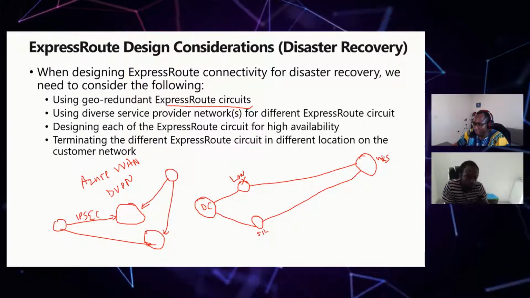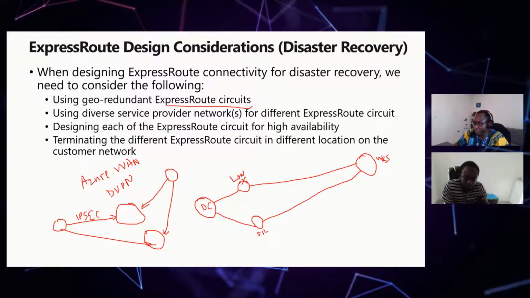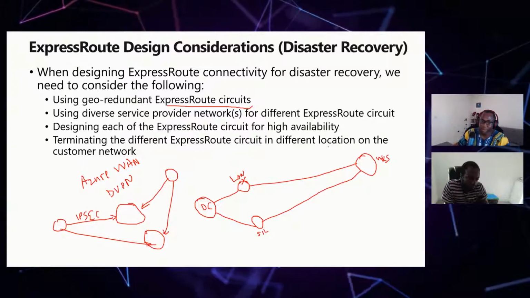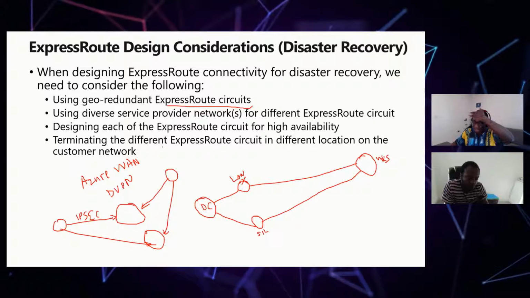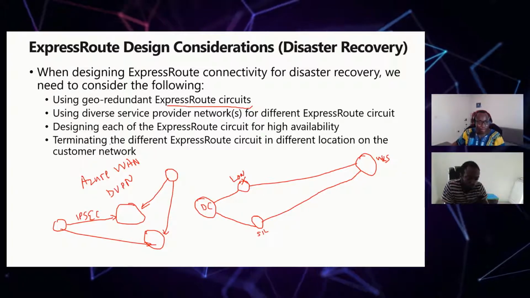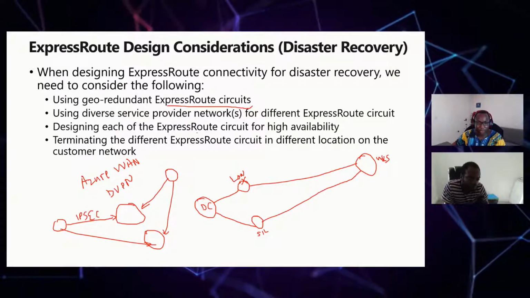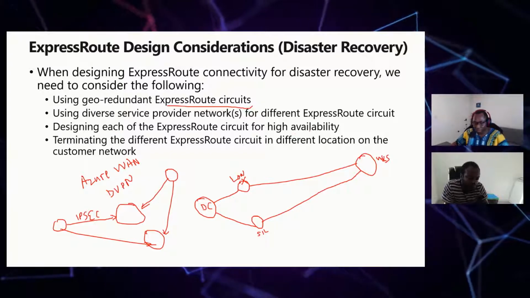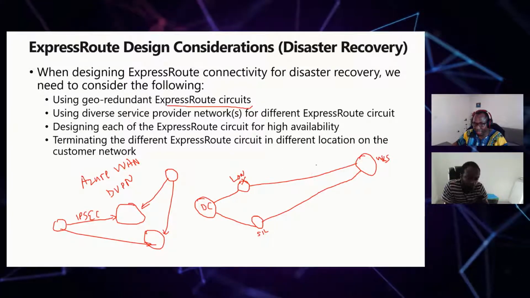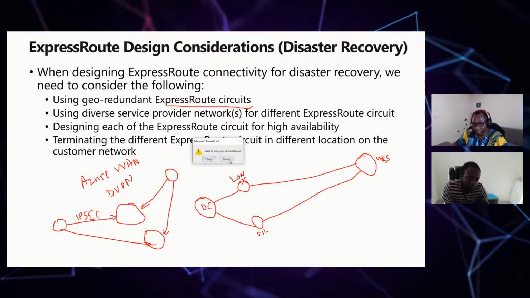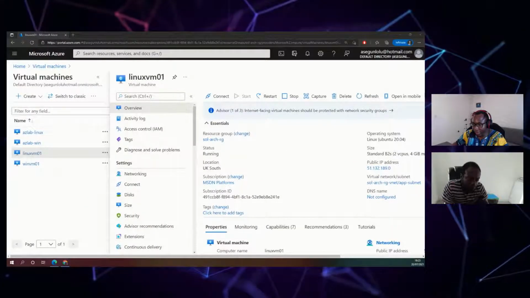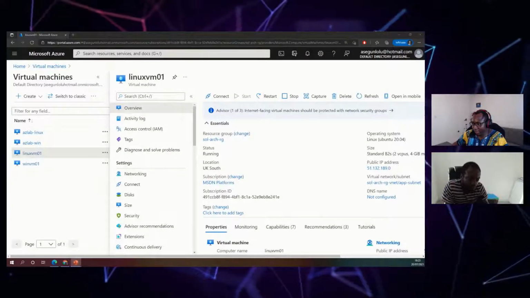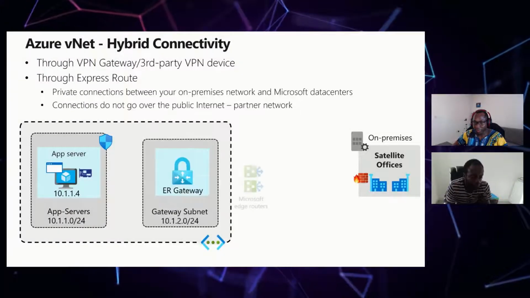So, ExpressRoute is a private wide area network. It's not using the public internet. It's going over a private one. So let's quickly cover this so that we can move on. So, designing each of the ExpressRoute circuits for high availability. One of the things that you notice with an ExpressRoute circuit, let me remove this. Let me go bring up the other slide. Let me bring this up very quickly.